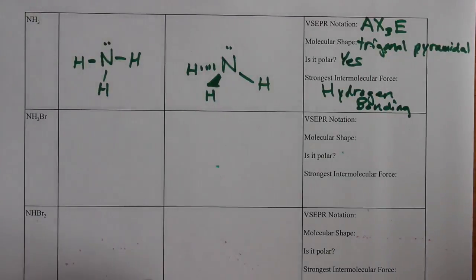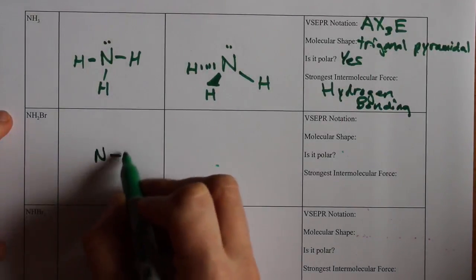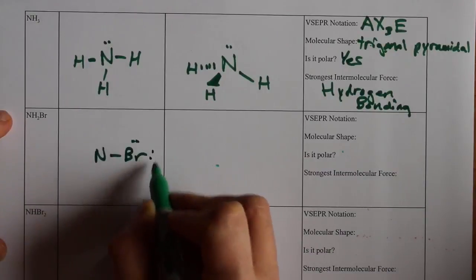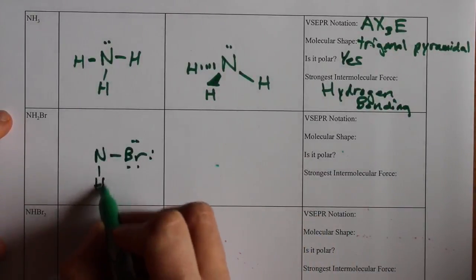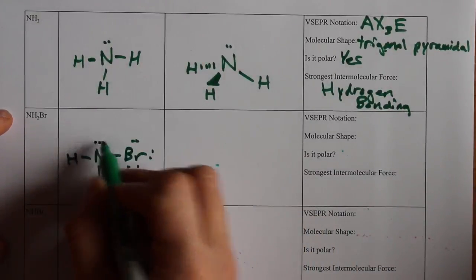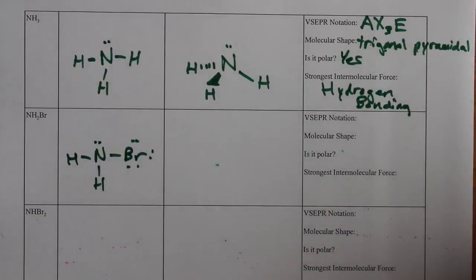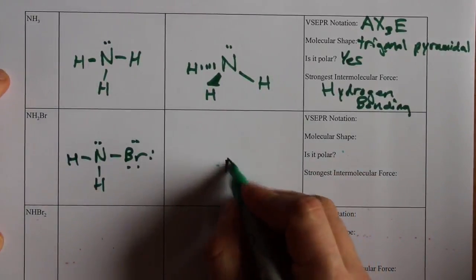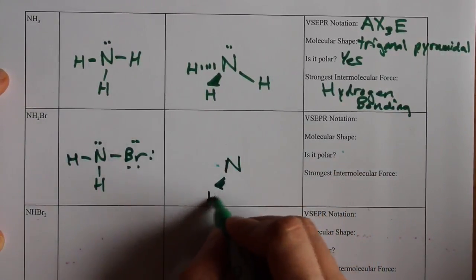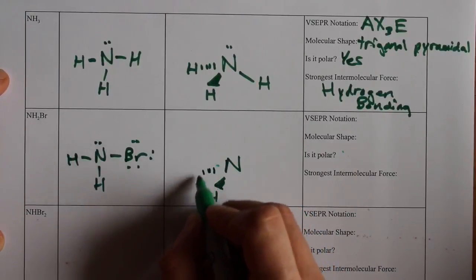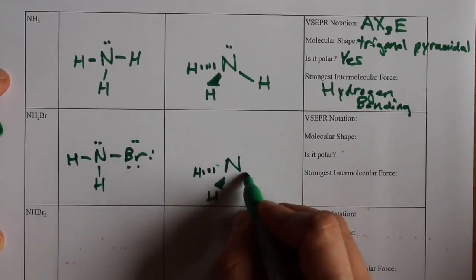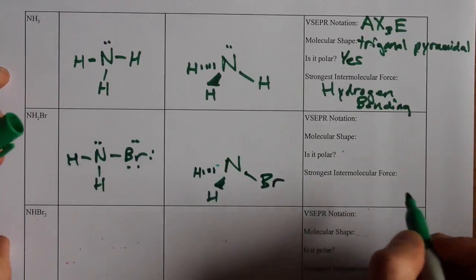Let's do it for NH2Br. This is going to be very similar, except you have a bromine, which brings 7 electrons with it, 2 hydrogens, and there's the lone pair you need for nitrogen. I'm going to draw it the exact same way I just drew the last one. Nitrogen, hydrogen, hydrogen. I'm going to put my bromine here.